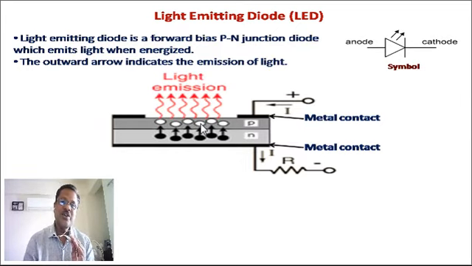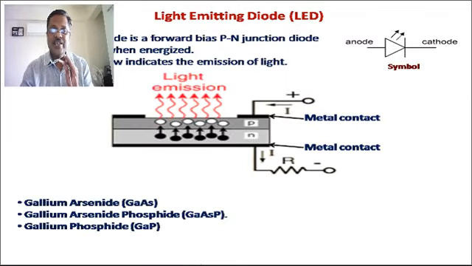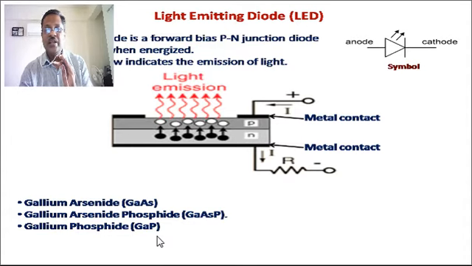So for the fabrication of light emitting diode, the light producing semiconducting materials are used, and these light producing semiconducting materials are gallium arsenide, GaAs, gallium arsenide phosphide, GaAsP, and gallium phosphide, that is GaP. Now the color of this light depends on the semiconducting material used.